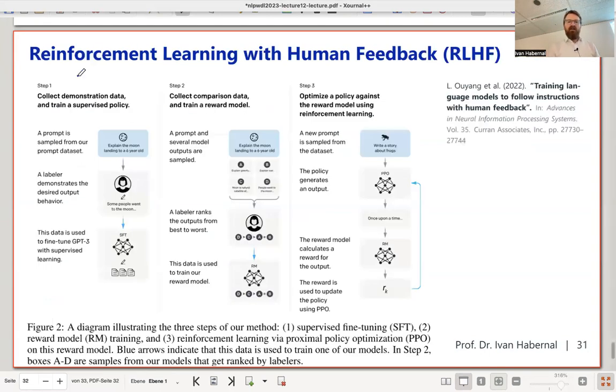So that's what I did here, just very quickly. Collect demonstration data and train a supervised policy. Here's a prompt. Can you read it? It's quite small here. It says, explain the moon landing to a 6-year-old. And then the labeler, or the annotator, demonstrates the desired output behavior. So somebody writes, some people went to the moon, blah, blah, blah. So it's explain the answer. And the data is used to supervise fine-tune GPT-3.